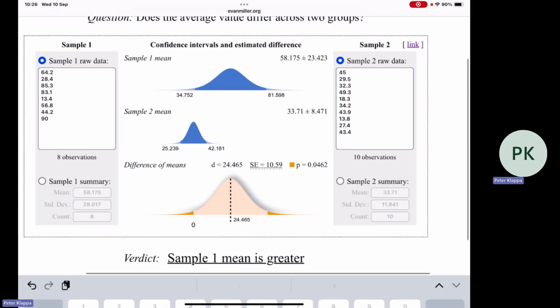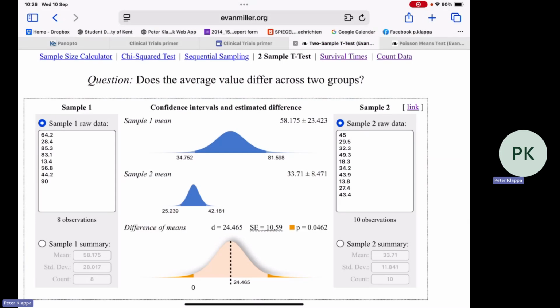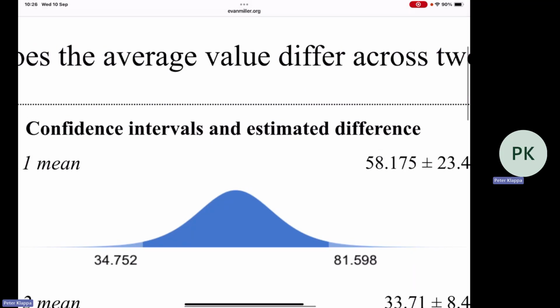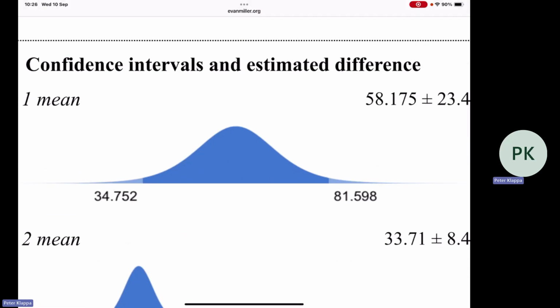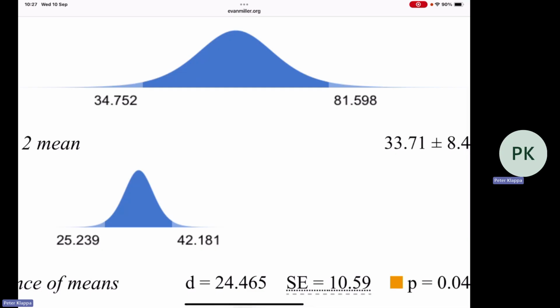What it will show you is the distribution that it thinks the population should look like. So for sample 1, it calculates the mean, 58.175. And this one here, plus minus 23.4, that is the 95% margin of error that we use for the confidence interval. It even shows you the lower and the upper bound of the 95% confidence interval. So this is incredibly useful for the third question of your assessment. Yeah, it does it with the second one as well. So we see the confidence interval for the second one is much smaller.